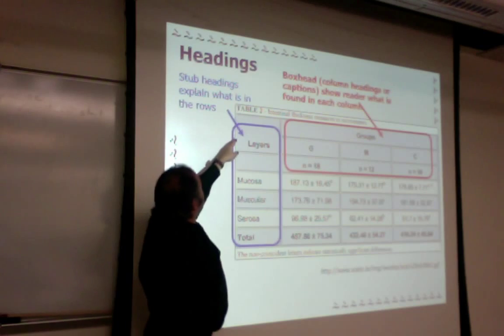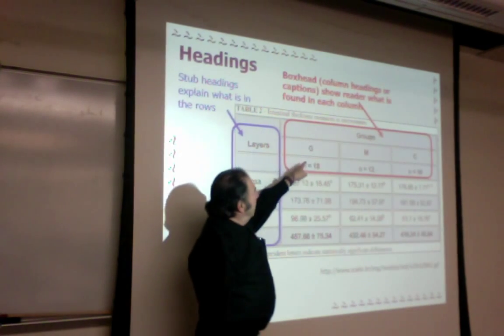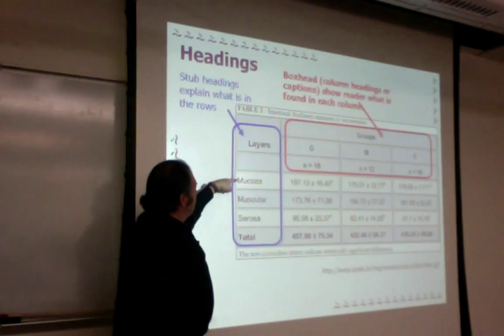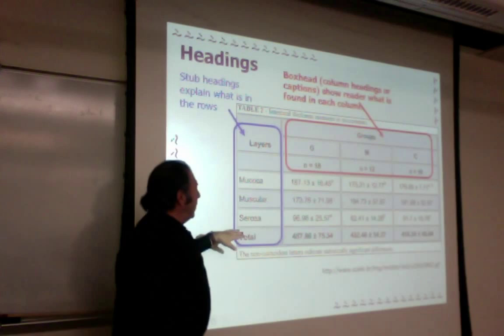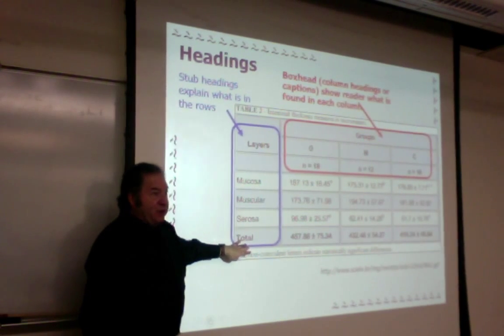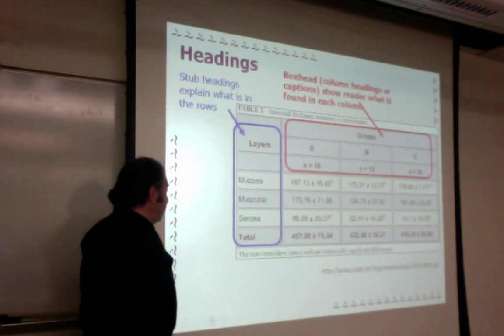Now over here, this is the stub heads. So this tells you what layers we're looking at, the layers of G, M, and C, and then it tells you this, and this, and this, and this, and the bottom is the total. And this is where people expect to find the total, at the bottom. So if that's what they expect, that's what you need to give them.